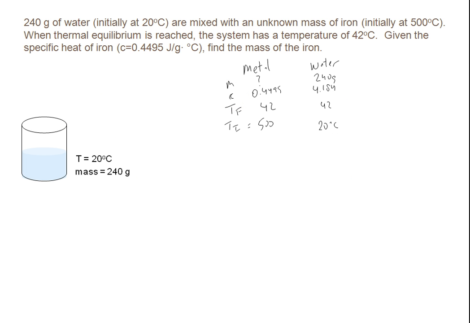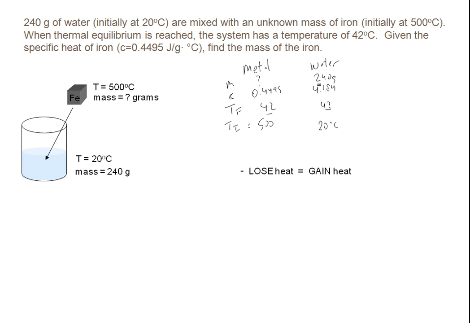Okay, here's the next slide with that problem rewritten in my little table right there. You'll notice that the final temperatures are equal. The 42 degrees are equal for both. My initial temperature, 500 degrees for the metal, 20 degrees for the water. Constants: 0.4495 is my specific heat constant for the metal, 4.184 is for water. The mass of water is 240 grams. The mass of my metal is an unknown. That's my variable. All right, there's the fancy animation. We don't know the mass.